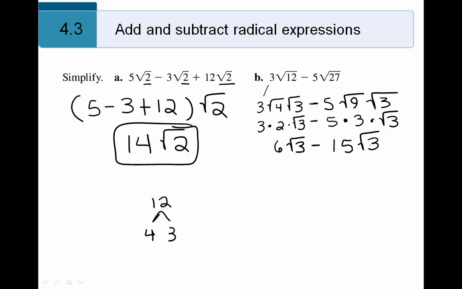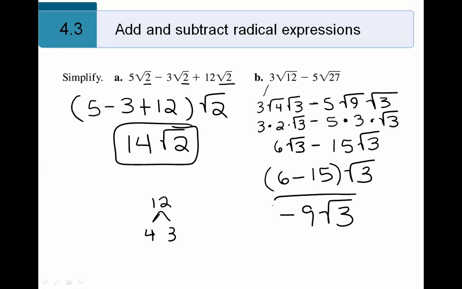So I have 6 square roots of 3 minus 15 square roots of 3. So 6 minus 15 square roots of 3. So that is equal to negative 9 square roots of 3. All right, let's move on.